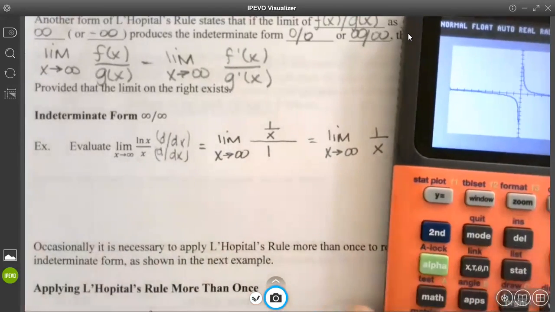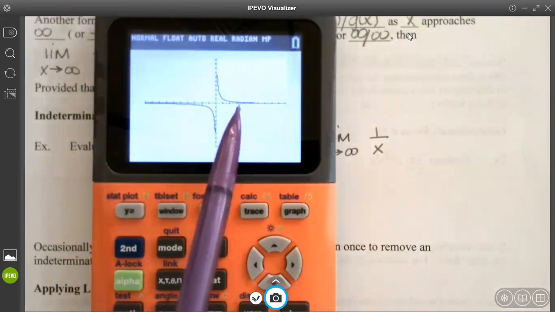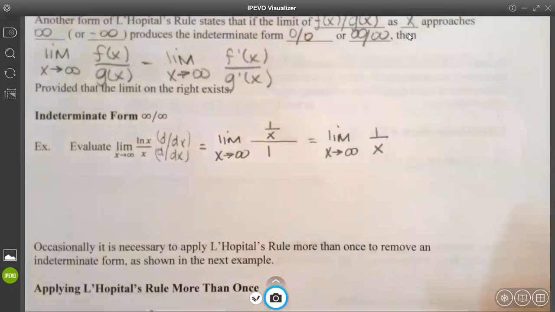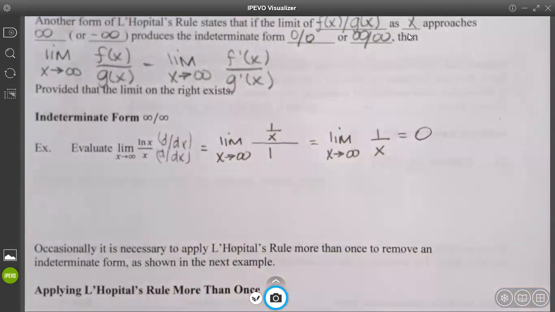As we go to infinity, that's this way. Where does this graph go? Where does it go? 0. Remember, that's why we try to get it to look like this, because anything 1 over x is going to give us that 0.